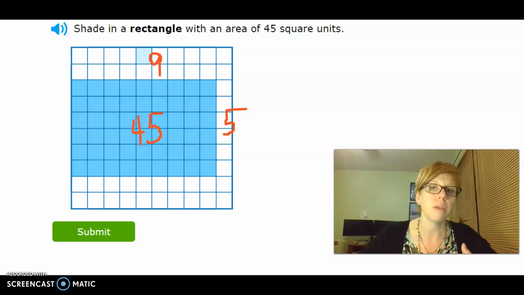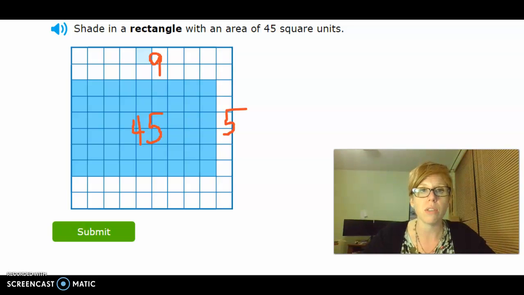So that is how you will be approaching this IXL task. The length and the width of the shape you create is equal to the area. So you must know your multiplication facts. Okay, that's the only way around it. You're going to have to know your multiplication facts.